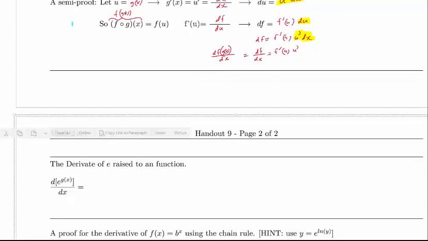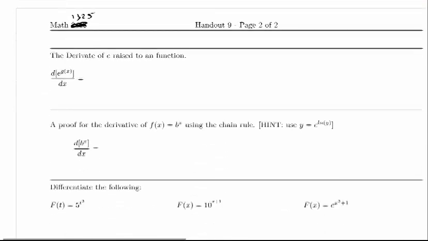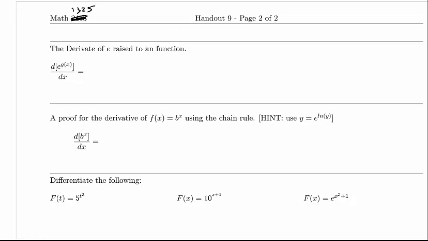So keep going here. Okay. So the derivative of e raised to a function. So the derivative of e to the g of x. Well, so what is g of x? G of x is simply our u function that we were looking at earlier.